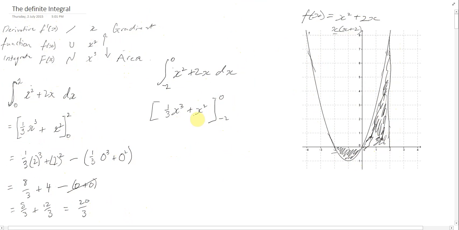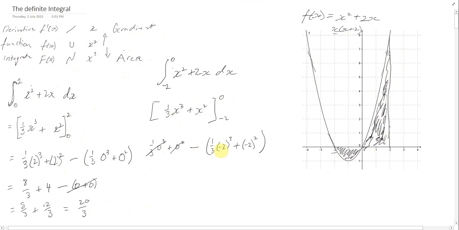So now let me solve this. So first with 0 in for x gives me a third 0 cubed plus 0 squared. Now subtract this with -2 being x. A third -2 cubed plus -2 squared. Okay, so that's 0, so that goes.